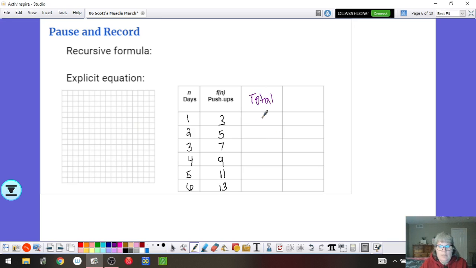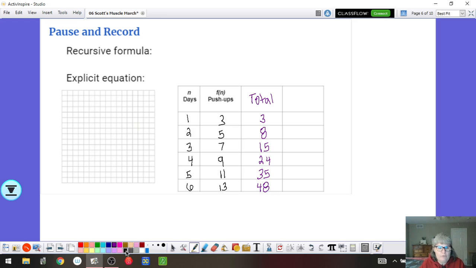So we know at day 1 he had a total of 3. Day 2, we add the 3 and the 5 is 8. Add 8 to 7, excuse me, and we have 15. Add 9 to 15, we have 24. So that is our pattern so far. We know we had the 11, so I'd have to add 11 onto the 24 is 35. Add the 13 onto the 35, and we're going to have 48.